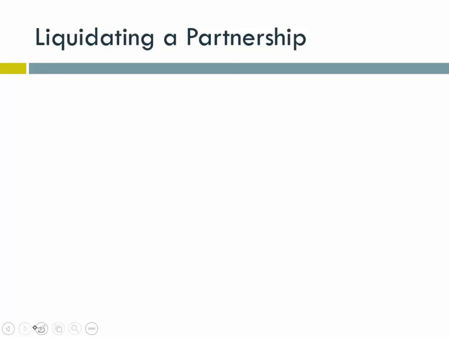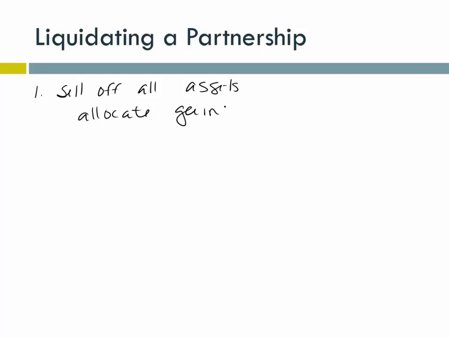And then the last thing that we talk about in this one is liquidating a partnership. The business is closing completely, and the first thing you do is sell off all the assets. So I'm essentially converting all of the assets to cash, and I allocate any gains or losses to the partners based on the profit sharing ratio, the one from the original agreement.